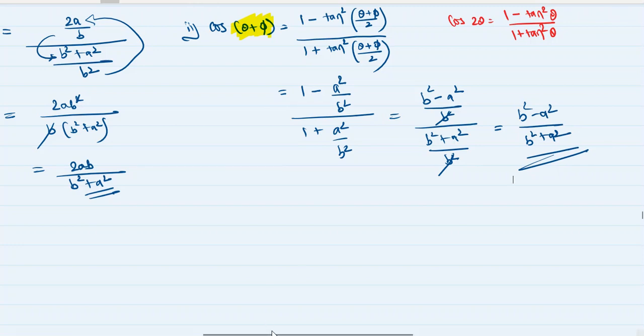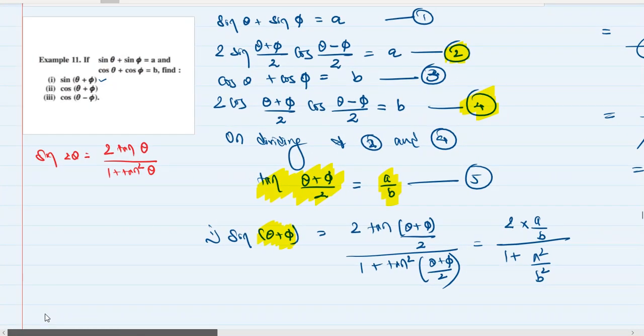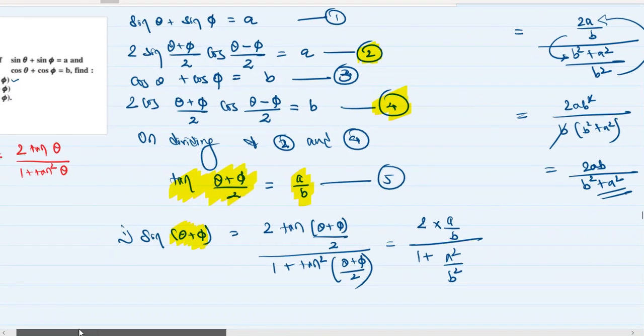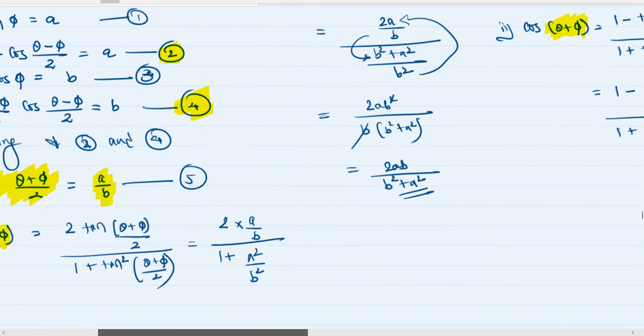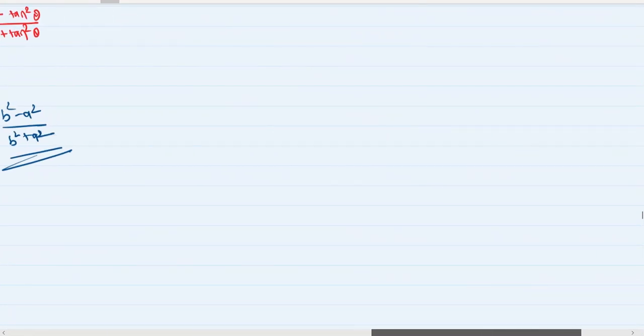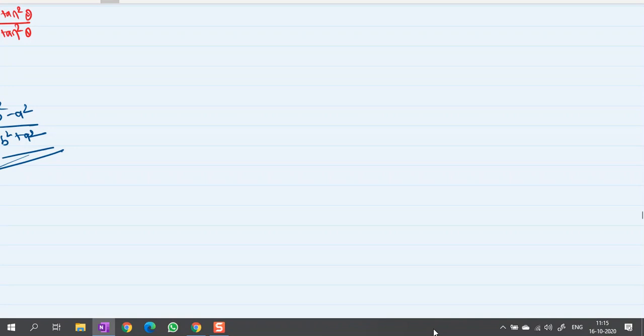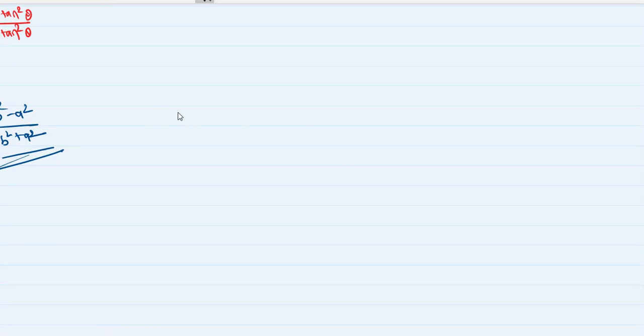Okay, so that was the second one. Now the last one is you have to find cos theta minus cos phi. Now we don't have anything in terms of theta minus phi. So how are we going to solve and find the value of cos theta minus cos phi? Let's see.